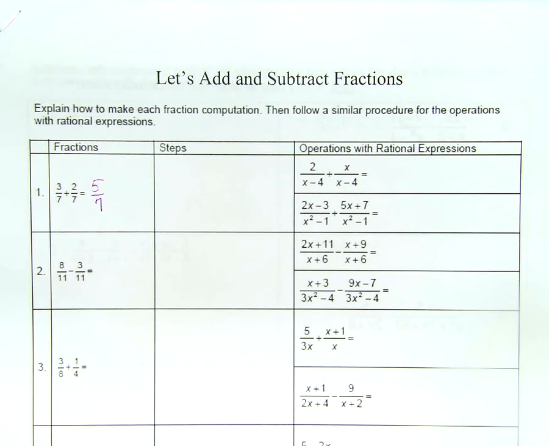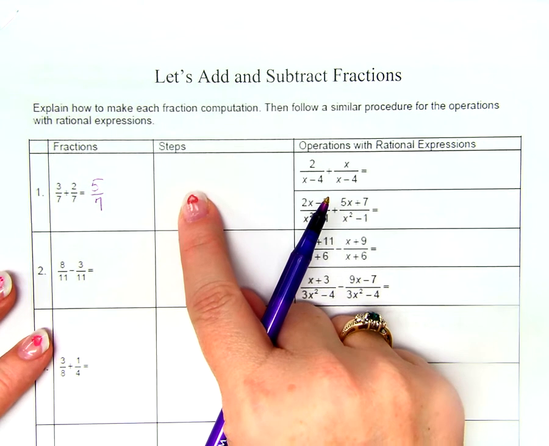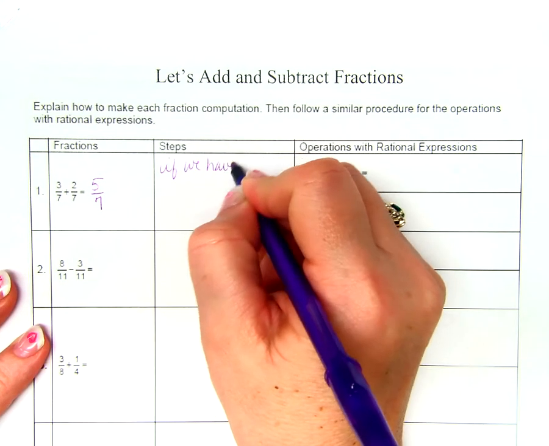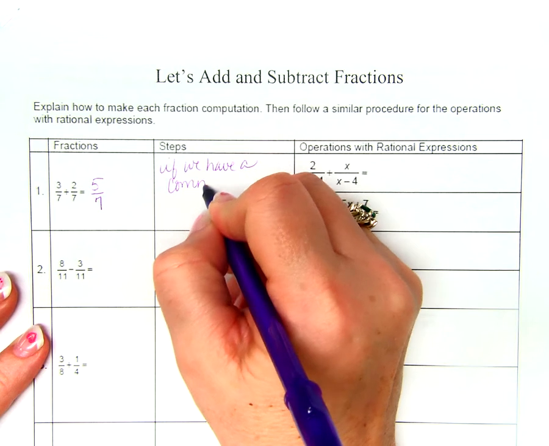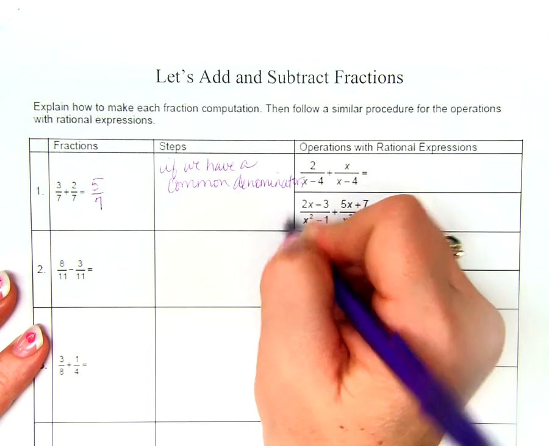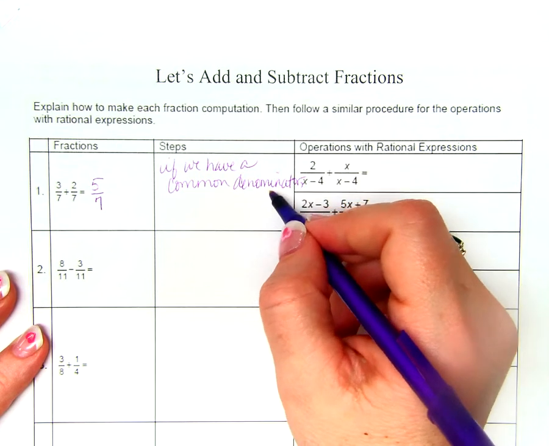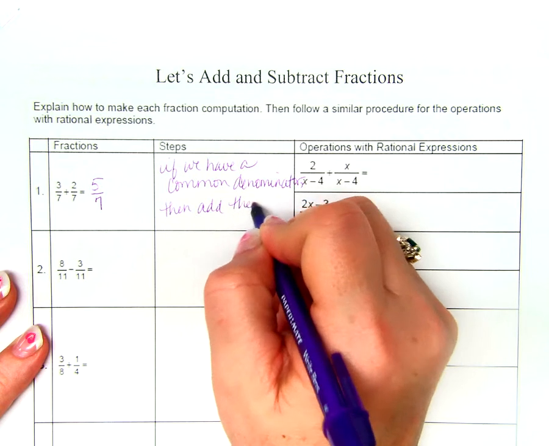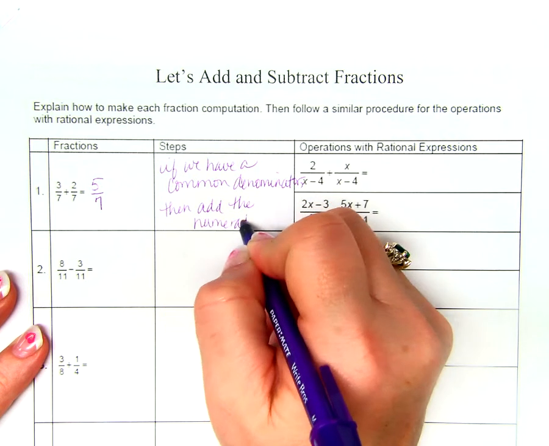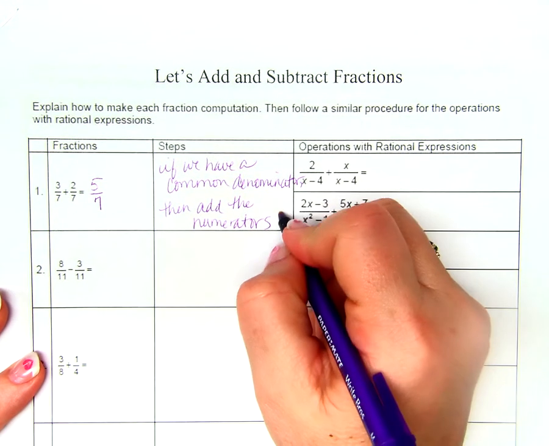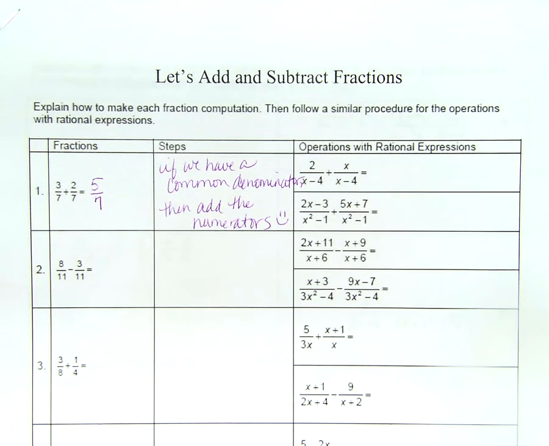So what's funny about the steps is, what steps are we going to have? If we have a common denominator, then add the numerators. And because the title is so exciting, we're going to do this. Okay. Is that good? Okay.